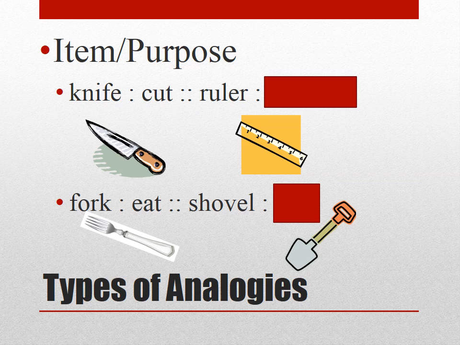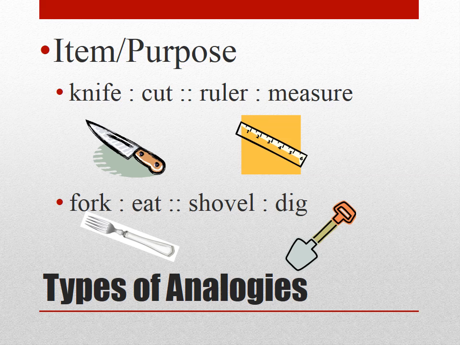Now we have item to purpose. So each item has a purpose. For example, a knife's purpose is to cut. A ruler's purpose is to, that's right, measure. So knife is to cut as ruler is to measure. A fork's purpose is to eat. A shovel's purpose is to, that's right, dig. So a fork is to eat, a shovel is to dig.